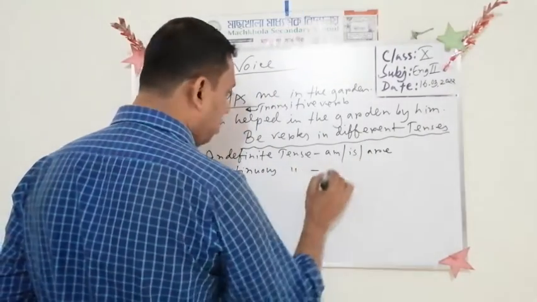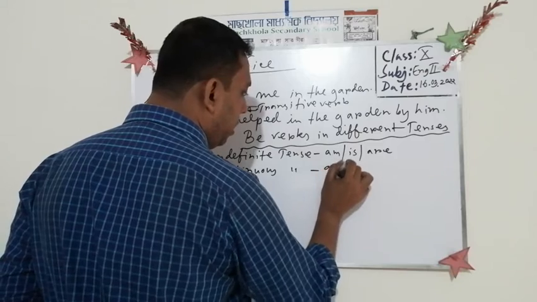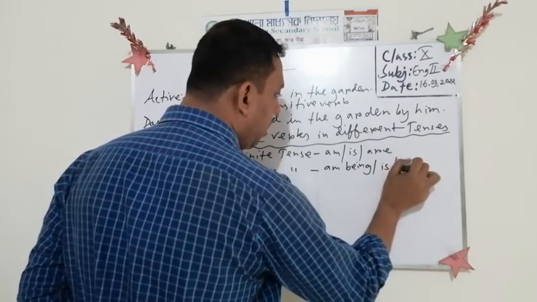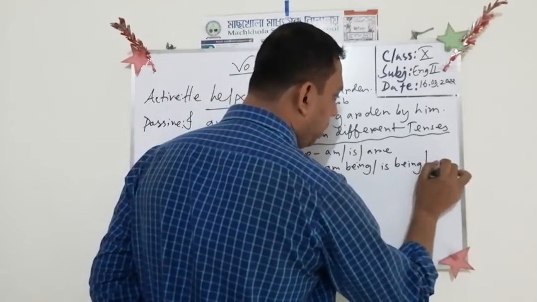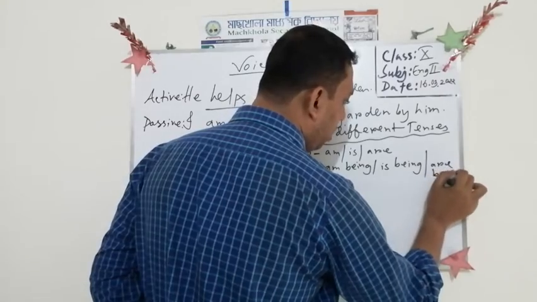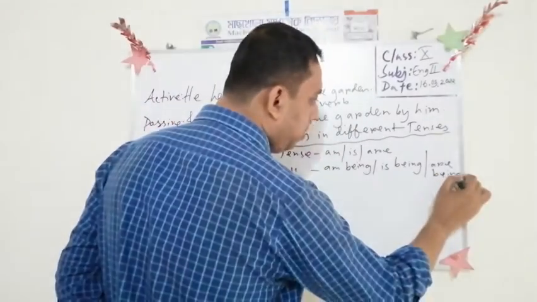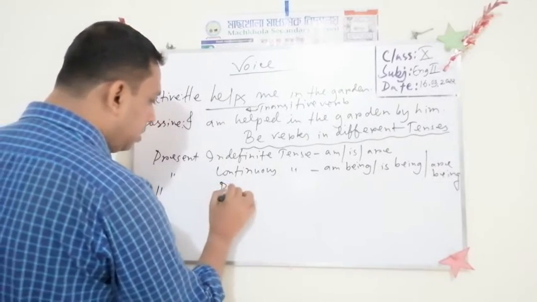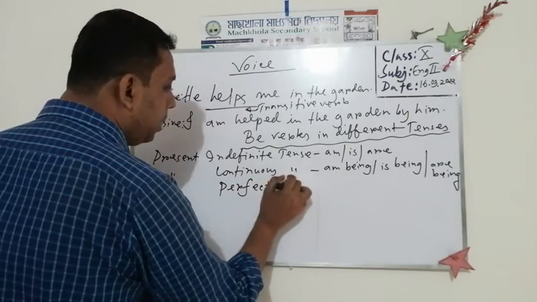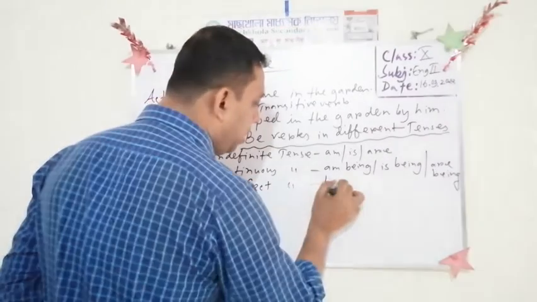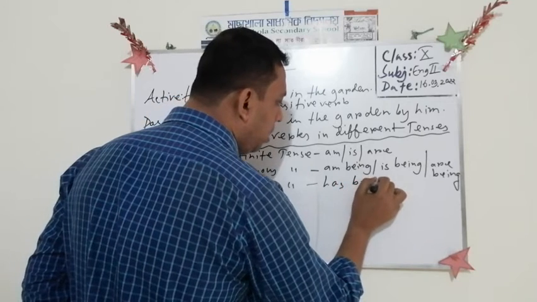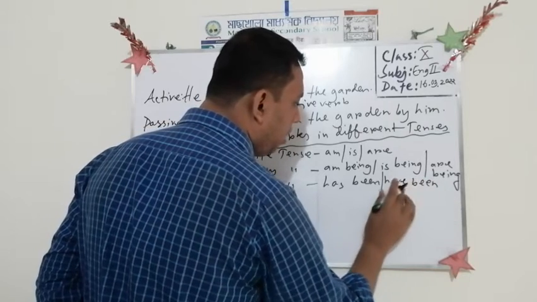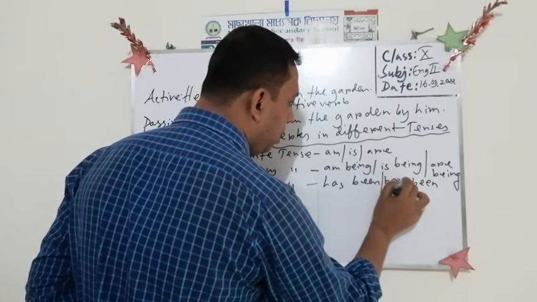Present continuous tense, am being, is being, are being. Next one, present perfect tense, has been, have been. Okay.